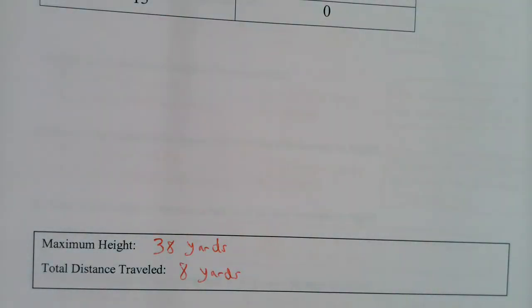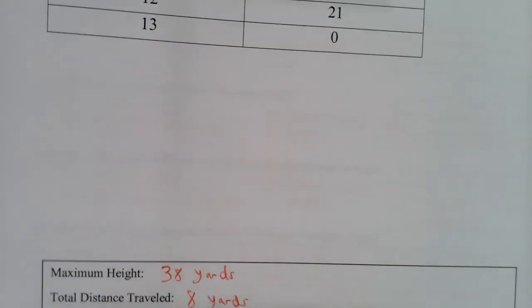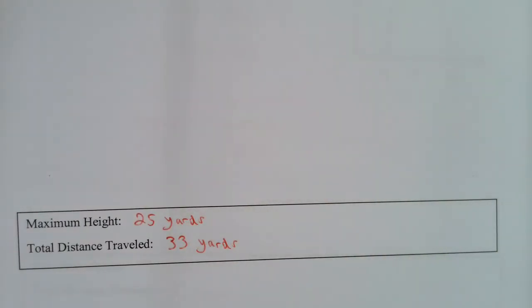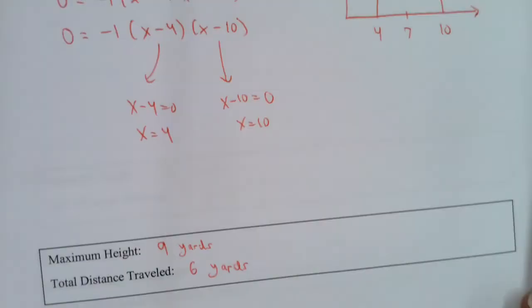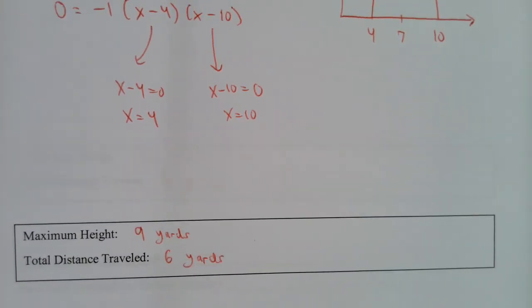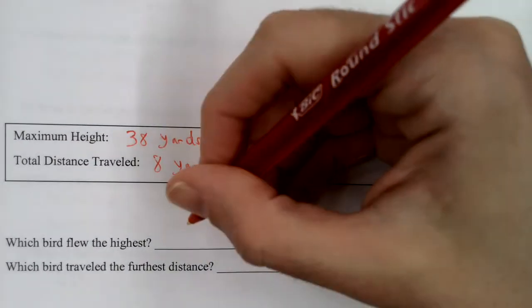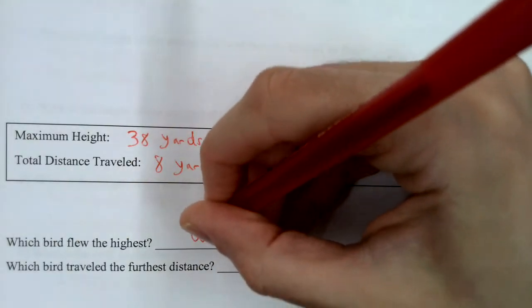All right. Okay, and now final 2 questions. Which bird flew the highest? Okay, let's look at the 4 birds that we did. Robin had a maximum height of 30 yards. Blue jay had a maximum height of 25 yards. Tweety bird had a maximum height of 9 yards. And finally, Woodstock had a maximum height of 38 yards. So which bird flew the highest? Woodstock.